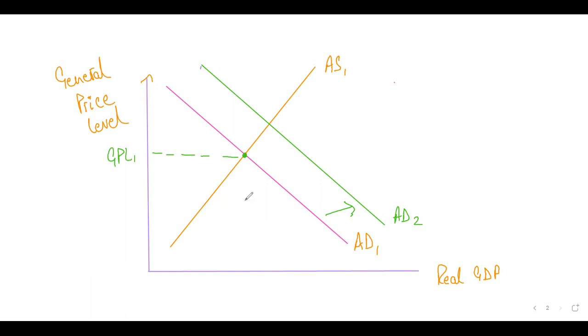Now, just a second, right? Now, this will become your new equilibrium point, where you can see your general price level is increasing, which means more inflation. And your real GDP is also increasing, which means economic growth. Any confusion so far?